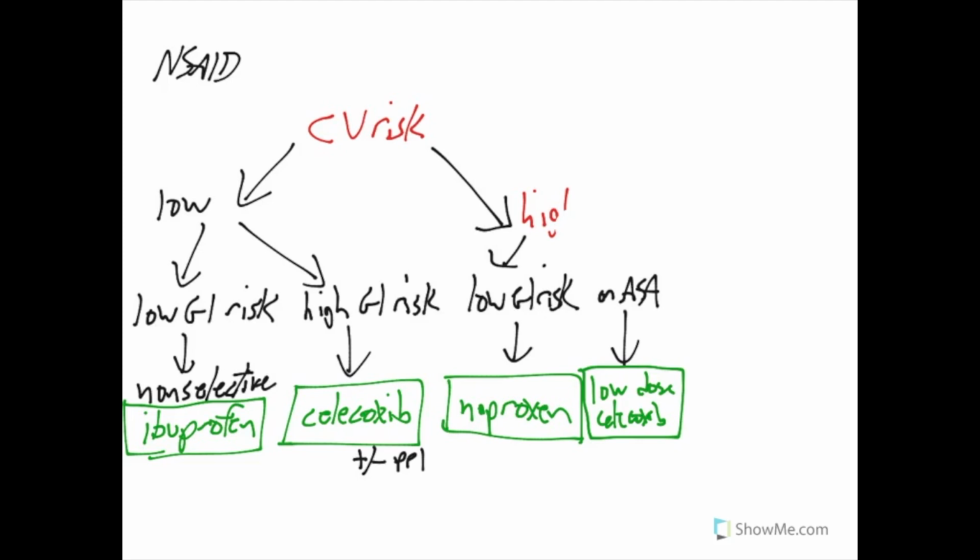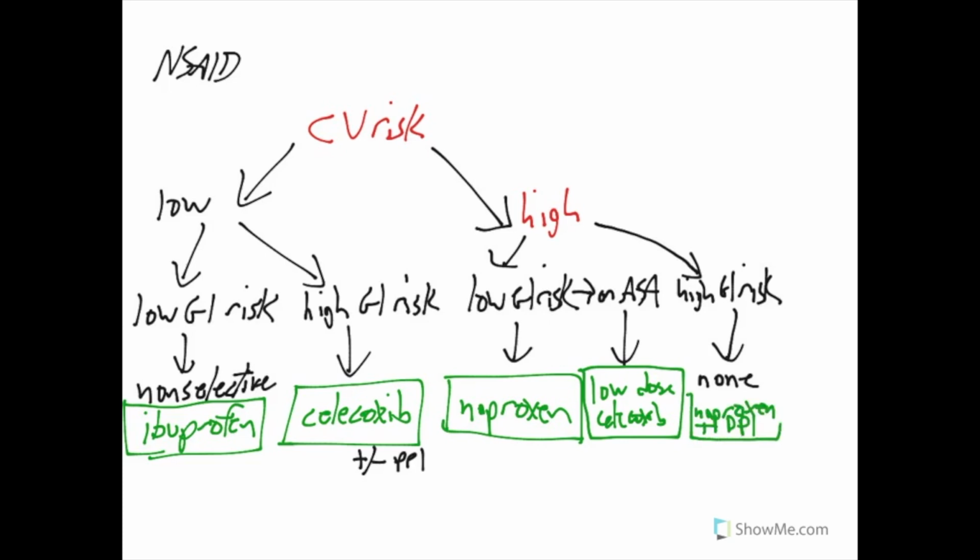Now, I'm actually going to update this here. Should get rid of that and do that, since this last arrow signifies if they are cardiovascular high risk and GI high risk. We're running out of space here. So what happens if they have high cardiovascular risk and high GI risk? We have a problem, right? So what do we give? Well, actually, the answer is we probably shouldn't give anything. Although if you really have to give something, naproxen plus a proton pump inhibitor.